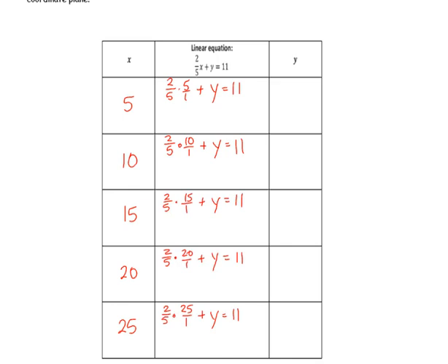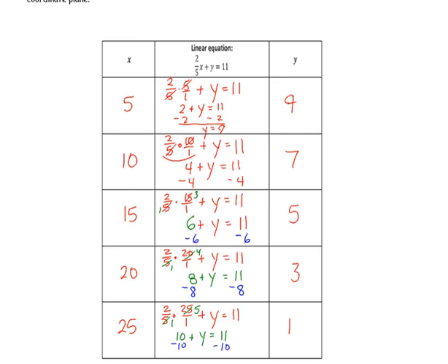Next, I will simplify and solve. This will equal 2. 2 plus y equals 11. Subtract 2 from both sides of the equation, and y equals 9. Next, this equals 4. 4 plus y equals 11. Subtract 4 from both sides of the equation, and y equals 7. Pause the video and find the next 3 solutions.